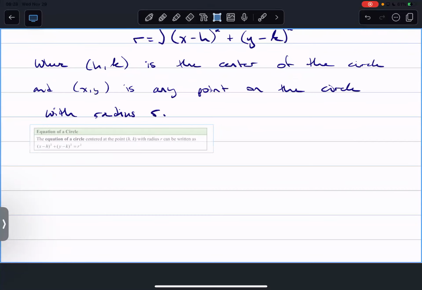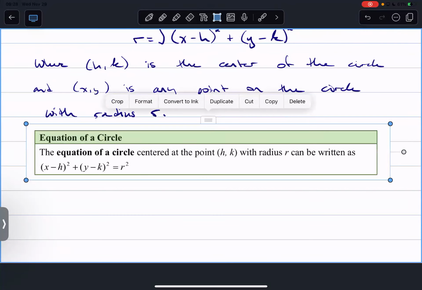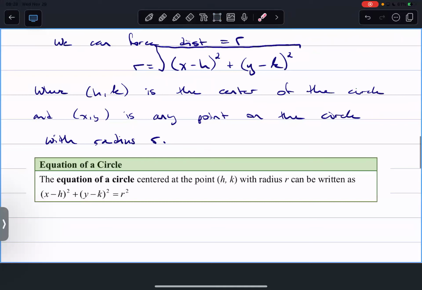The only difference between where we got to and the final equation of a circle is that now I'm going to move that square root over onto the r, to clean it up a little so I don't have to drag a square root around all the time. So if I square r, then I'm back to a squared plus b squared equals c squared, essentially.